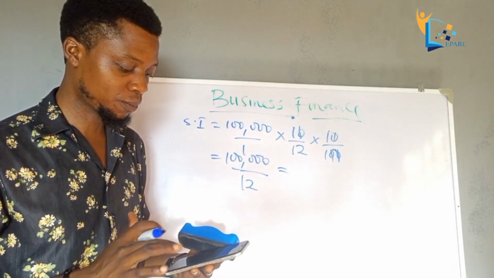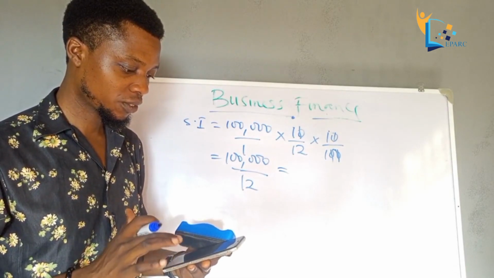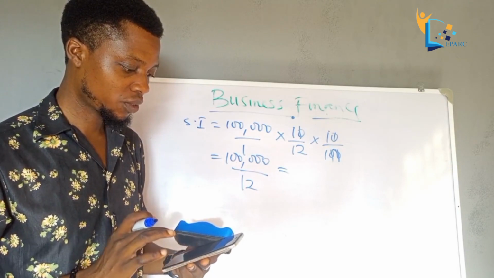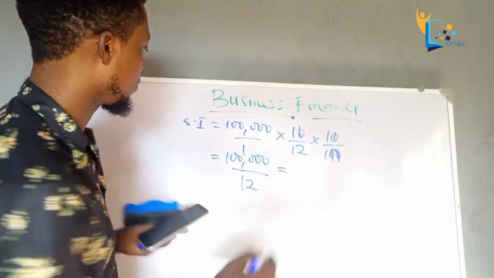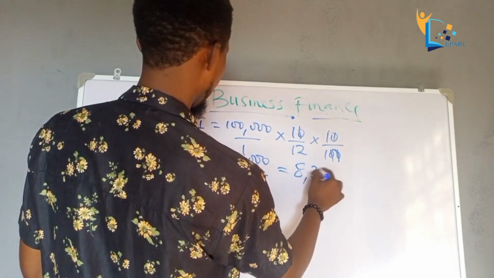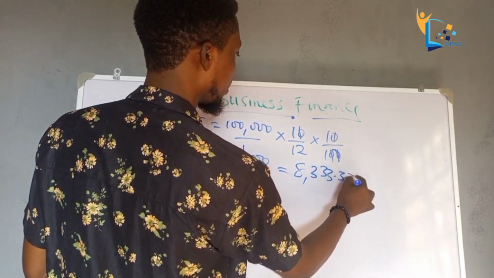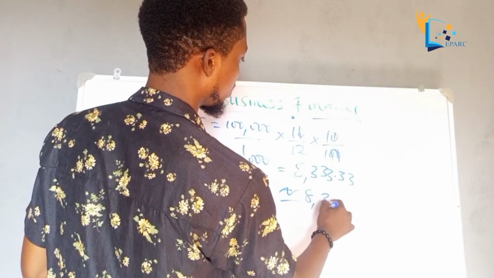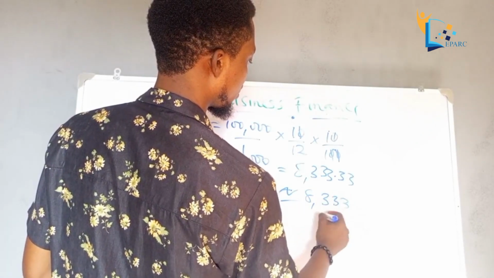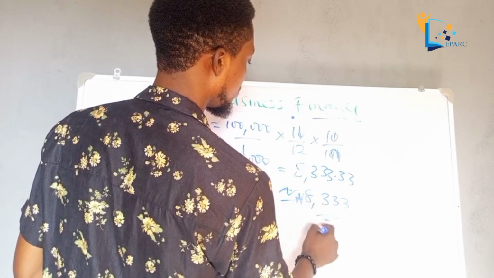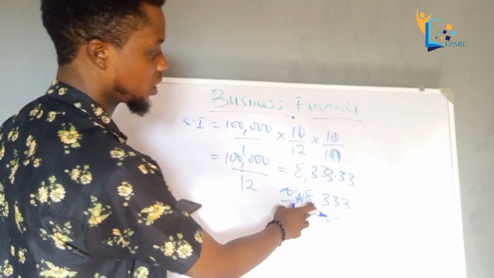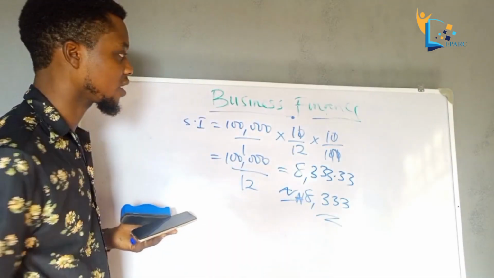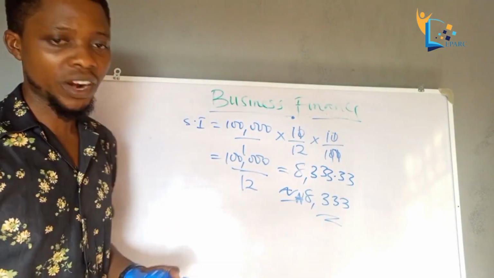Let's use our calculator. We have 100,000 divided by 12, which gives 8333.33. This is approximately 8,333 naira. So our simple interest is equal to 8,333 naira. That's our simple interest.